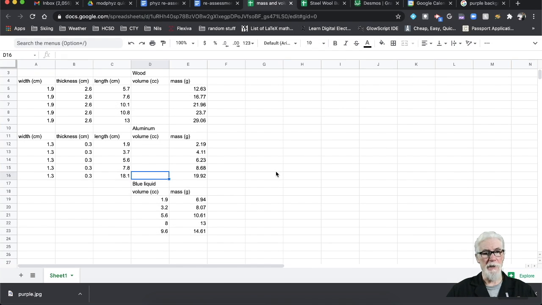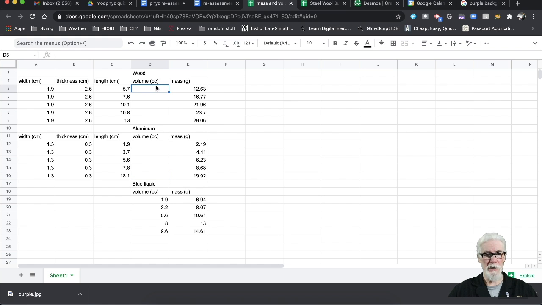Here's a spreadsheet that has all the data on it that we just took. You can see that for the wood on the top here, we have the width, the thickness, and the length. There's an open column for volume. We'll have to calculate that. And then here are the masses for each of those wooden blocks. Same thing for the aluminum. That's duplicated right here. The width, the thickness, the length, open spot for volume, and then mass. And then the blue liquid, volume is listed, and then the mass. We don't have to do any calculations because we measured the volume directly.